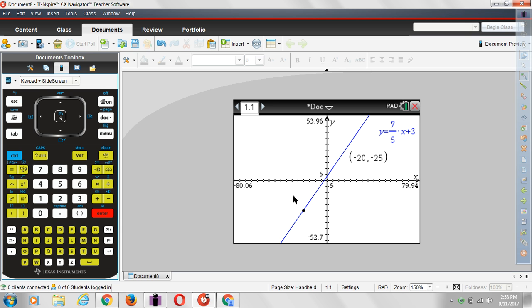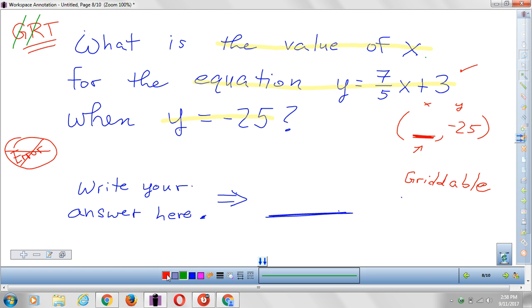Now, of course, if I had zoomed out and it still gave me the error, guess what I would do? I would zoom out even more and even more until I stop getting it. So don't get frustrated, just keep zooming out. Eventually it will get there. So my answer here should be -20. And that is what I'm going to put right here.